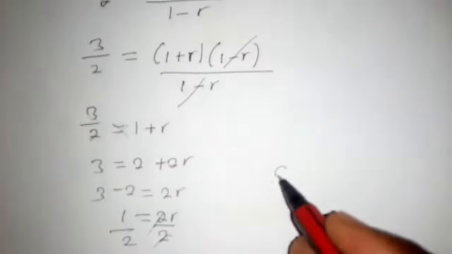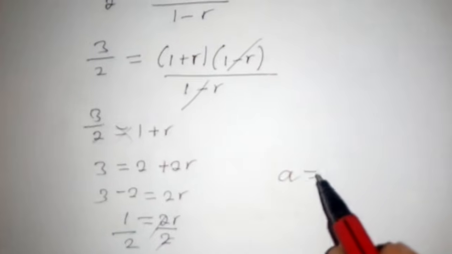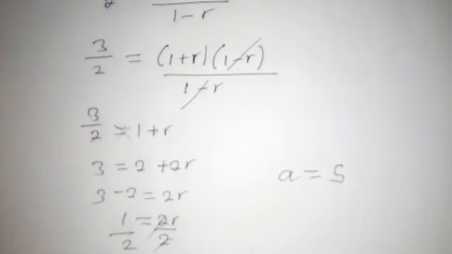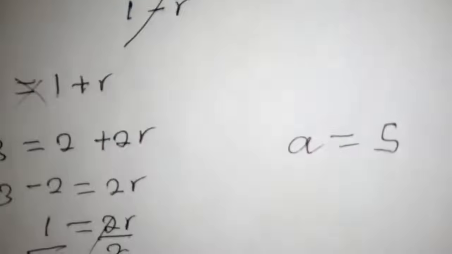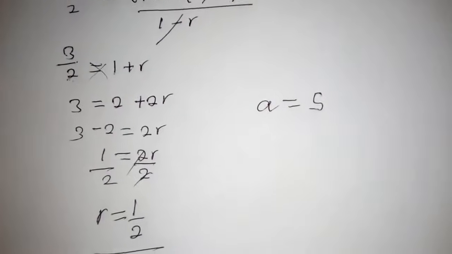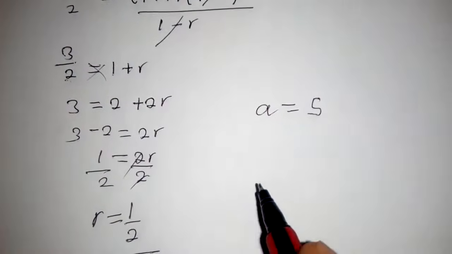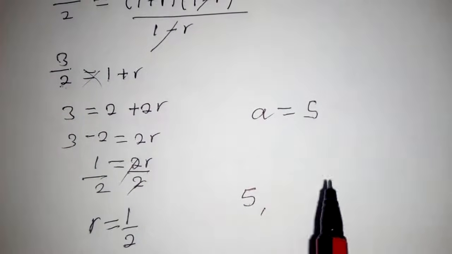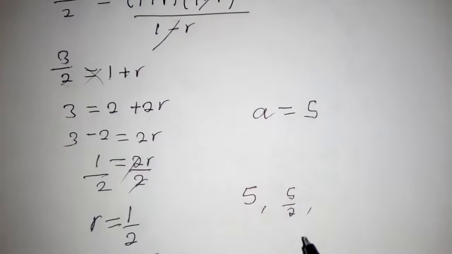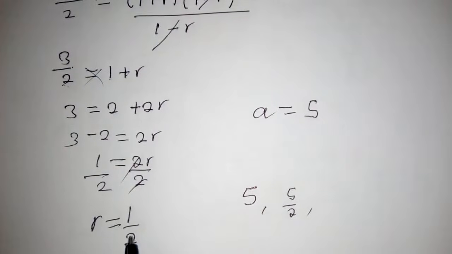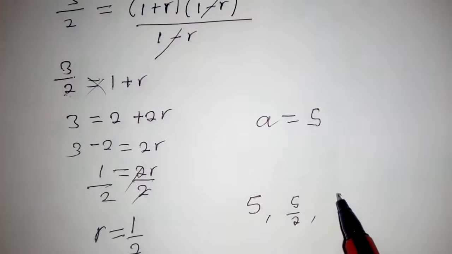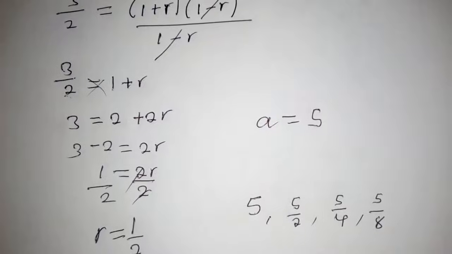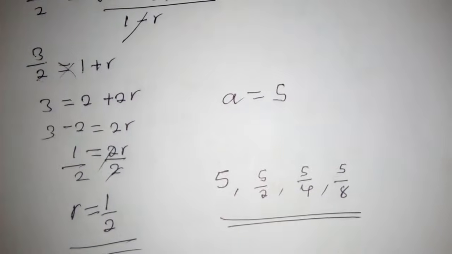Since we have a, if you are able to remember, our a was 5. So since our a is 5, what we can basically do here is start multiplying. First term is a, comma, this half multiplied by 5 will be 5 over 2, comma, this 5 over 2 multiplied by 1 over 2 will be 5 over 4. Here it will be 5 over 8. So these are the first 4 terms.